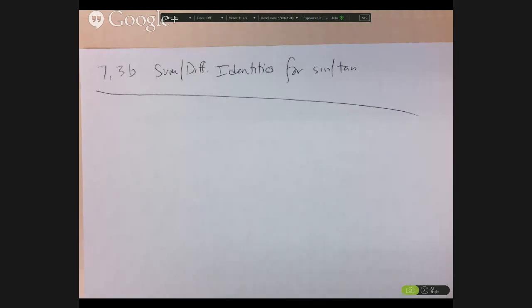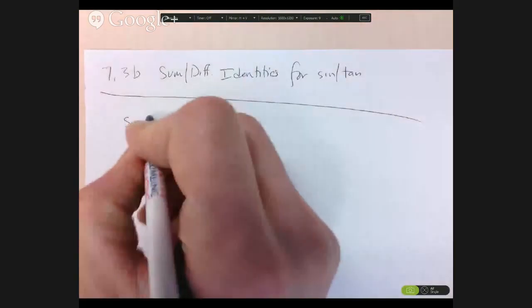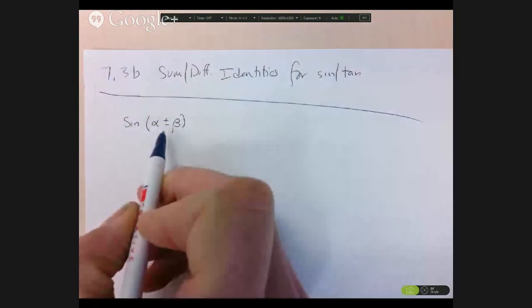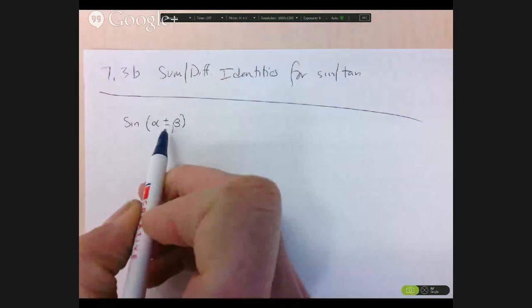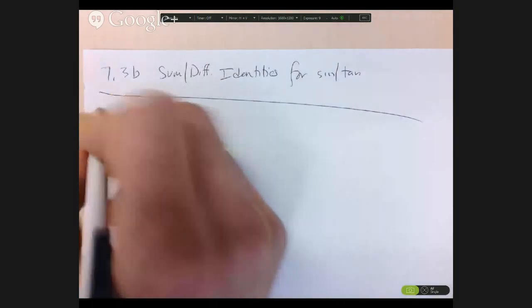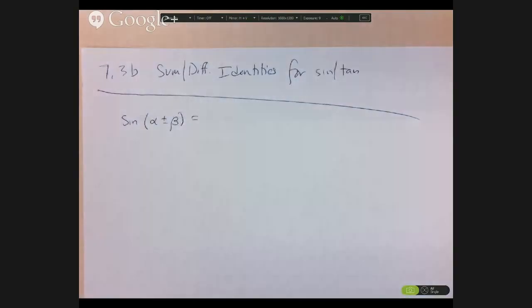Today we're going to talk about the sine and tangent sum and difference identities. So I'm going to write it as the book is. We're going to put both formulas in one written sentence, okay? So this is the sum and difference identity for sine.